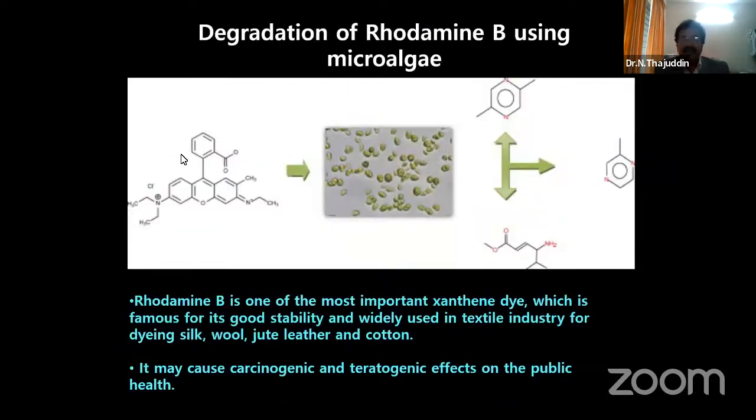And then degradation of dyes: we used rhodamine dye. We used a green alga species. Initially the rhodamine compound structure is there. When we treat it with the algae, you can see the breakdown and degradation of the dye compounds.